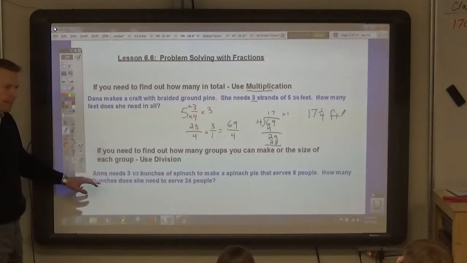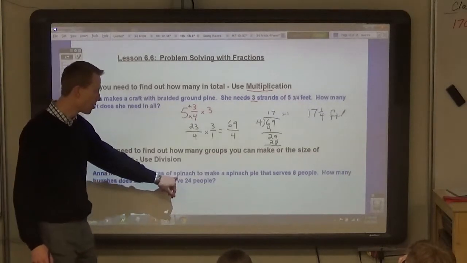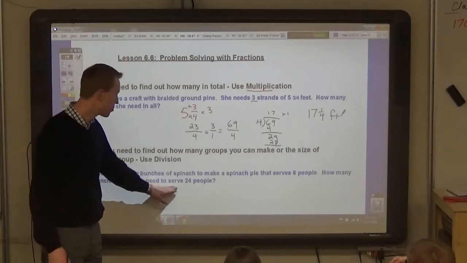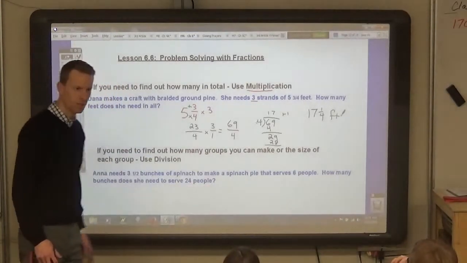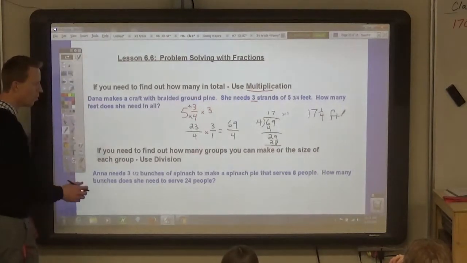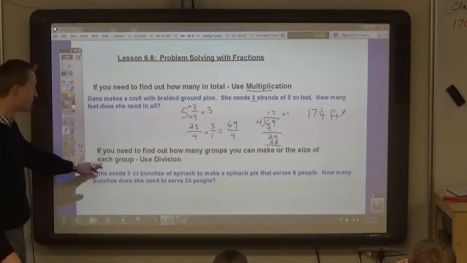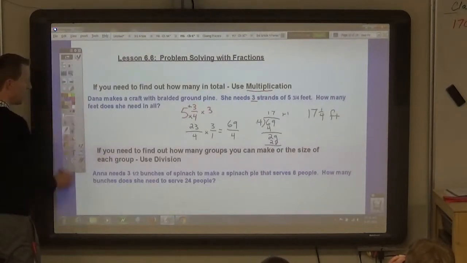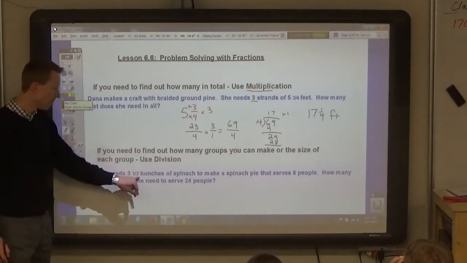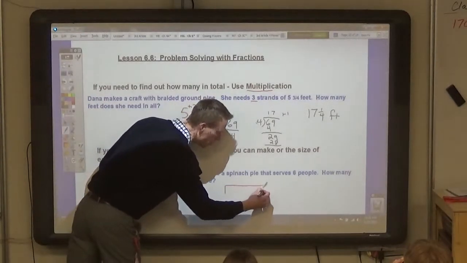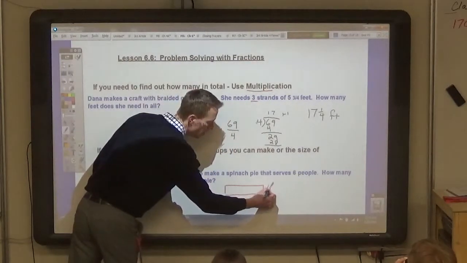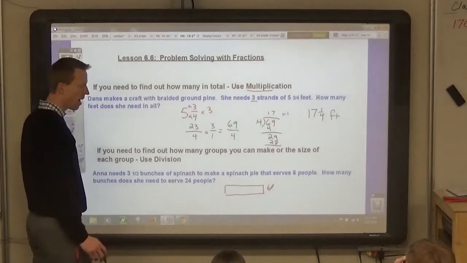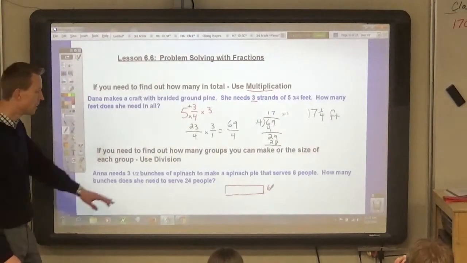Now, if you read one like this, Anna needs 3½ bunches of spinach to make a spinach pie that serves 6 people. How many bunches does she need to serve 24 people? All right. So, how many groups can you make? Or what is the size of each group? Right? So this one is actually a little bit of a combination of things, isn't it? First of all, she needs 3½ bunches for 6 people. Then how many groups of 6 can you get in 24?